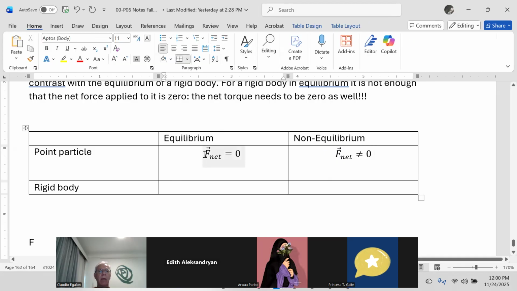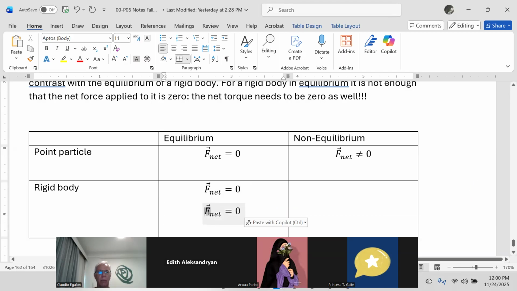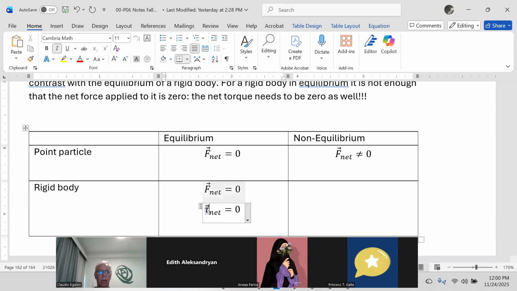For a rigid body, you have to have two conditions. The net force must be equal to zero, and what else? The net torque, the sum of all torques, also has to be equal to zero. And torque is also a vector.